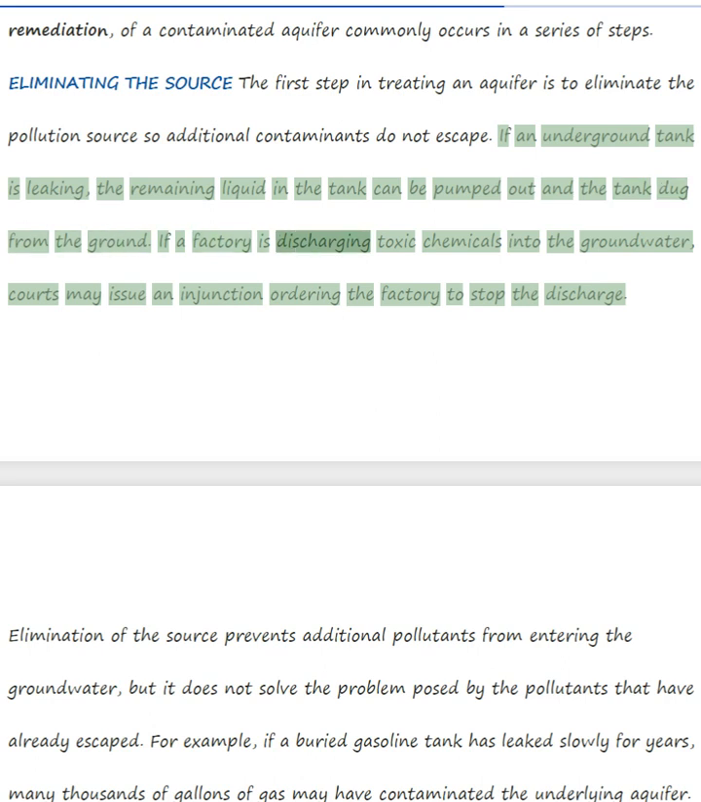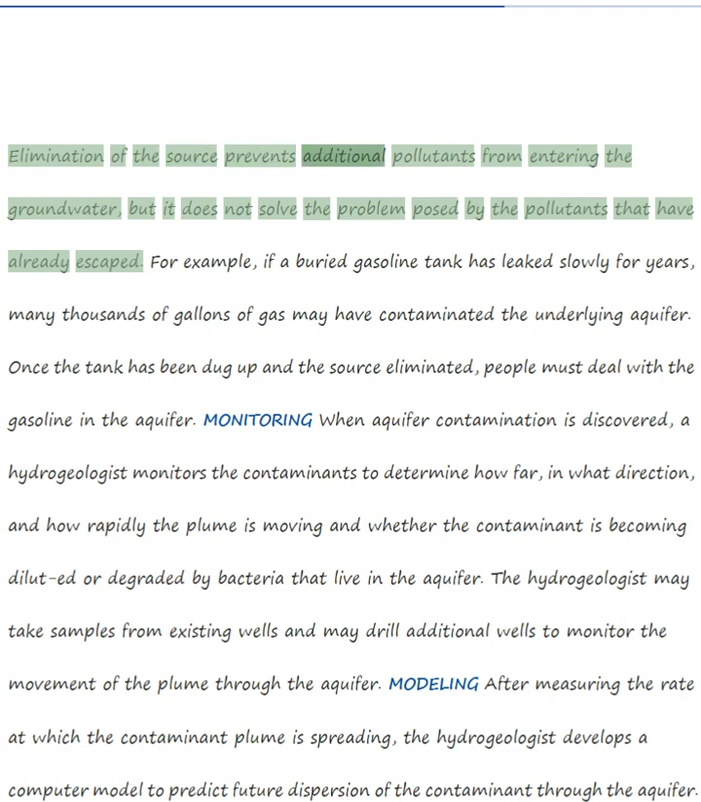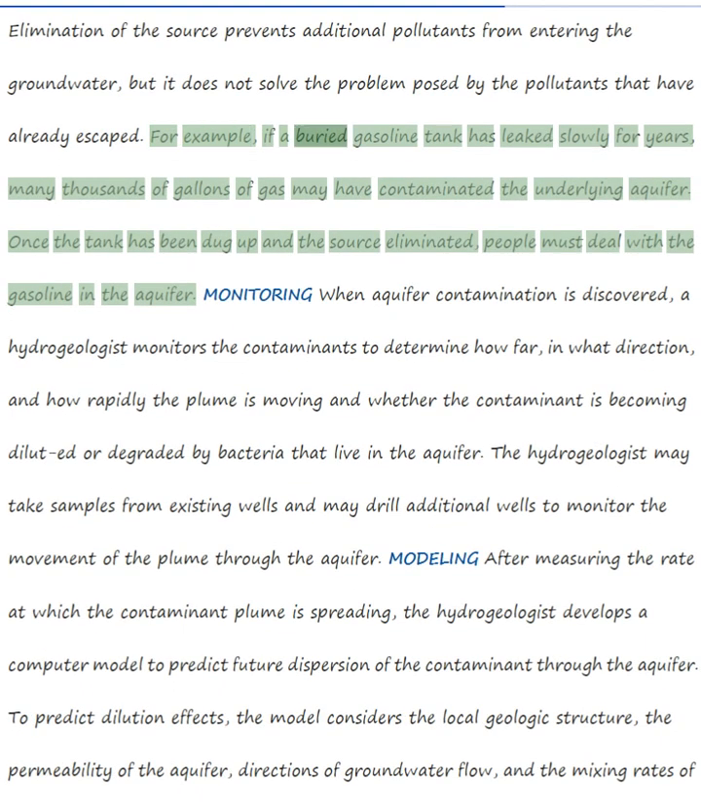If a factory is discharging toxic chemicals into the groundwater, courts may issue an injunction ordering the factory to stop the discharge. Elimination of the source prevents additional pollutants from entering the groundwater, but it does not solve the problem posed by the pollutants that have already escaped. For example, if a buried gasoline tank has leaked slowly for years, many thousands of gallons of gas may have contaminated the underlying aquifer.